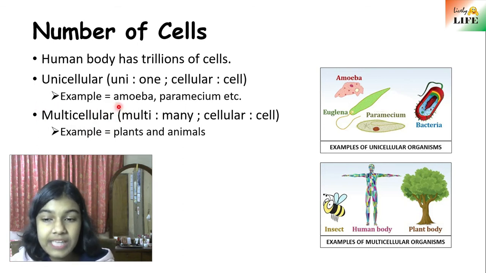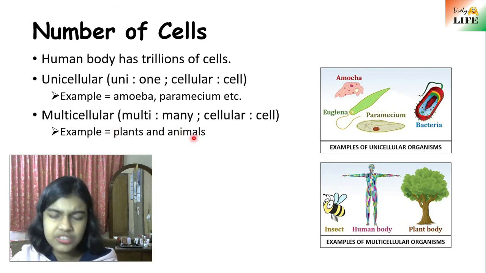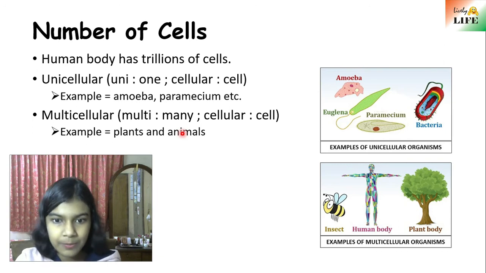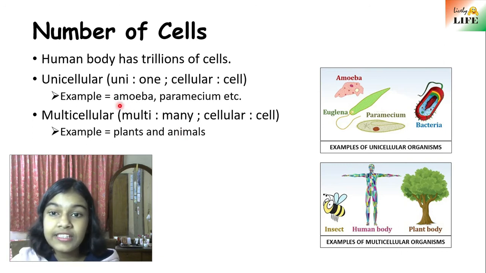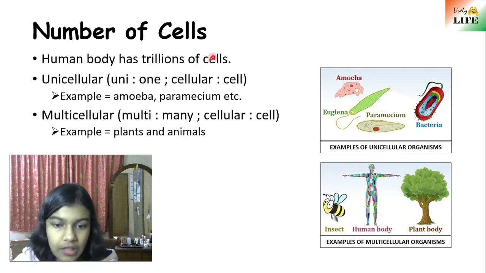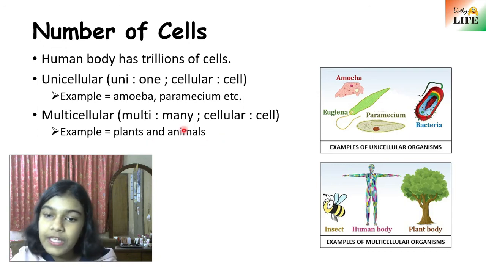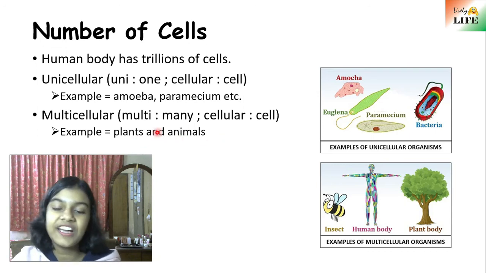Okay. Example, plants, animals, everything. We humans are multicellular. We are not made up of only one cell, right? The thing that we learned, humans have trillions of cells. So what are humans? Humans are multicellular organisms. We are made up of a lot of cells. We are made up of many cells. So it is multicellular. Humans are multicellular organisms.